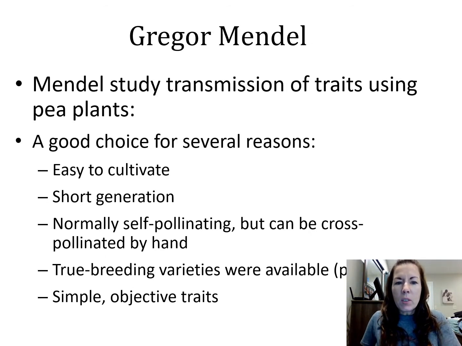So that causes us to have different variations in eye color. Mendel used the pea plant, which was very good for his experiments because it was really easy to cultivate. They had short generations. Normally they could be self-pollinating, but they could be cross-pollinated by hand as well. You could find true breeding varieties available, and the traits were simple and objective.